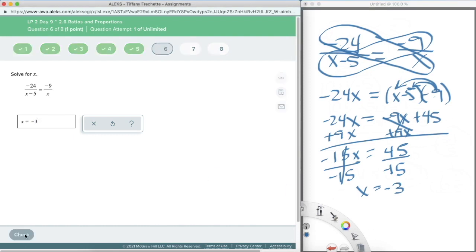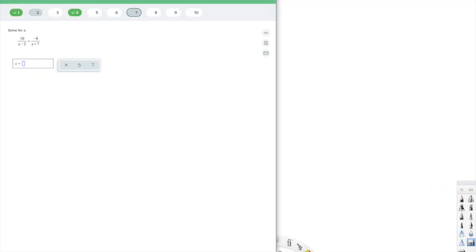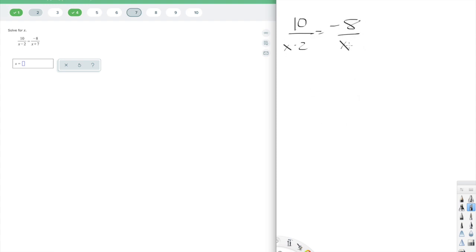All right, 2 more of these. All right, so we're just going to keep on doing the same. Same idea. So we have 10 times x plus 7 equals negative 8 over x minus 2. Now we have 2 binomials in this one.